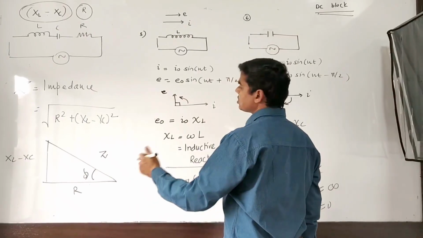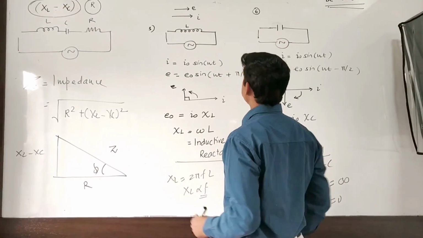So this is called a phasor diagram and this is impedance.